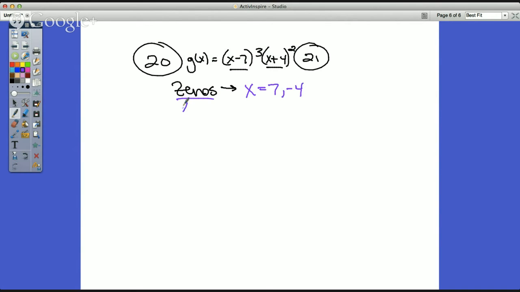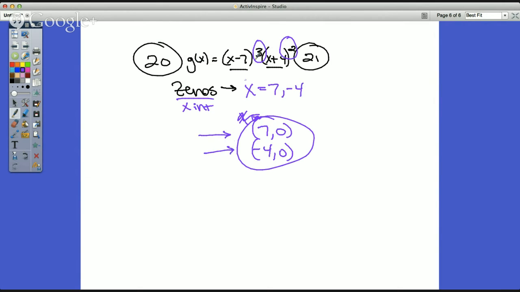And again, remember zeros are the same as x-intercepts. So we have x is equal to 7, negative 4, but we could also say 7 comma 0 and negative 4 comma 0 would be the appropriate way to write that. Now the next question is, at each point, does it touch or does it go through? Well, first let's find the multiplicity of each. Remember, that's how many times it's repeated. So because the 7, 0 is repeated 3 times because it's to the third, my multiplicity would be 3. What about negative 4, 0? Yeah, you're right. It would be 2.